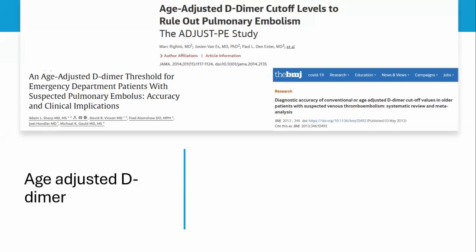Okay, so again, how do you adjust your D-dimer? If you have fibrinogen equivalent units, it will be age times 10, and then your D-dimer units would be age times 5. Again, this is on MDCalc. So pull out your phone if you're not sure, and make sure that you document this in your file.